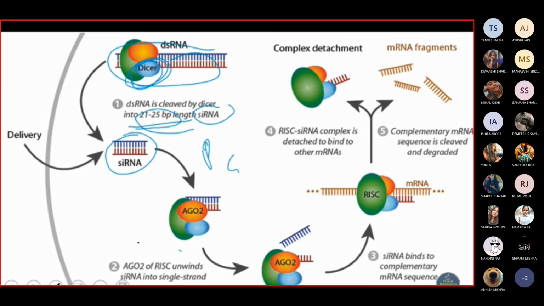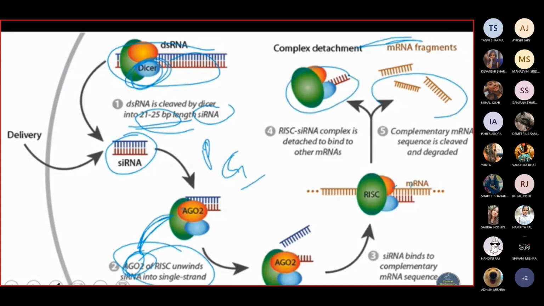This combines with RISC. RISC means a complex which is going to silence, which is going to modify it. One of the component of this RISC is Argonaute 2. That is an enzymatic complex. Argonaute 2 means it is having ribonuclease enzymes. It degrades RNA. So this enzyme combines, forms a complementary strand with this guide strand and ultimately degrades it. So messenger RNA will be fragmented, and lastly complex will dissociate.